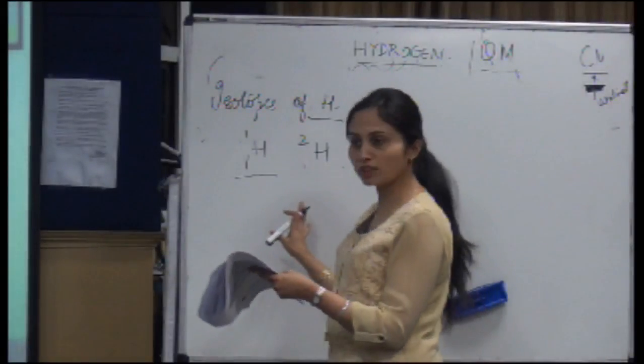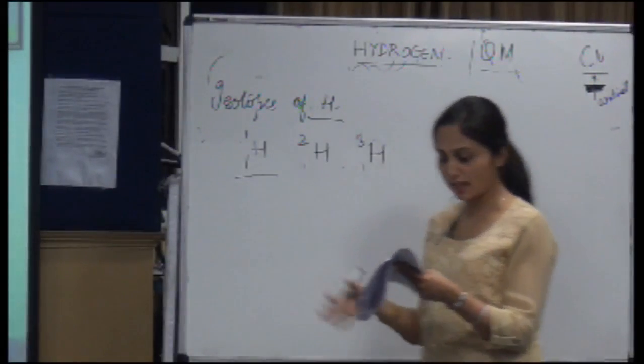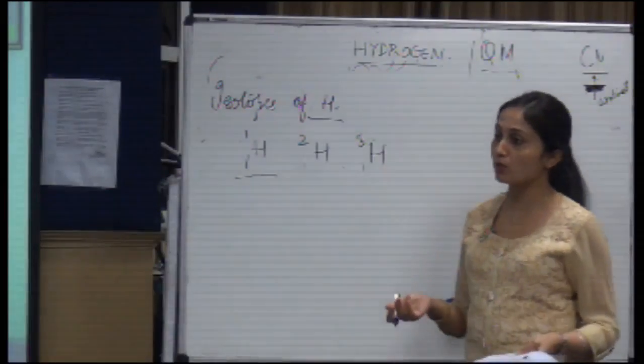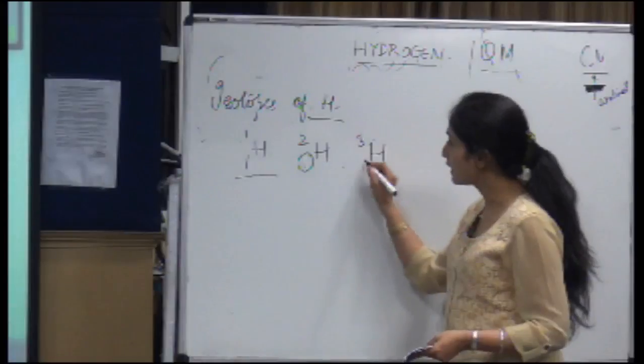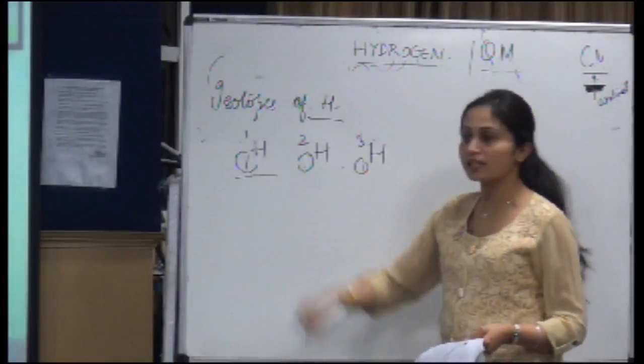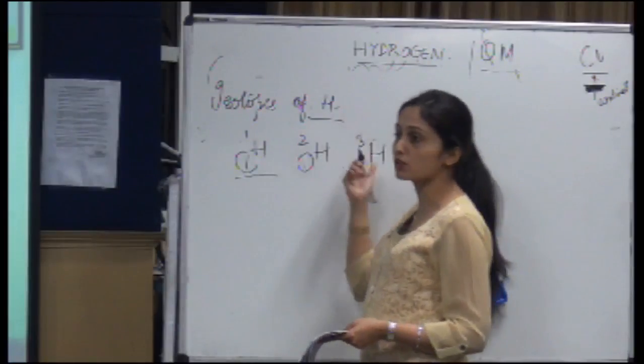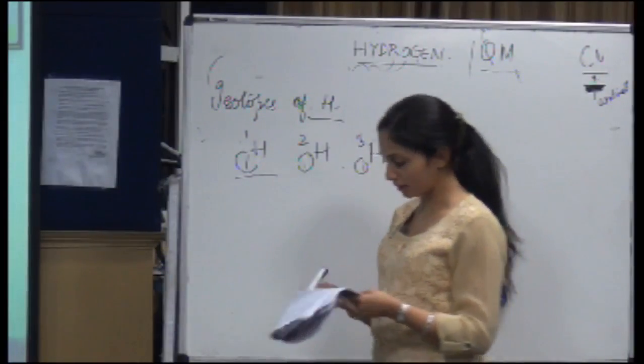Let me just tell you that the chemical properties of all of them are just the same. The chemical properties of the isotopes are the same. Why will the chemical properties be the same? Because the number of electrons is the same in all these cases. And then there is a difference in the physical properties because of the change in the mass number.